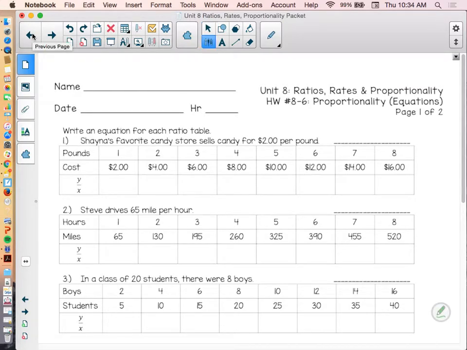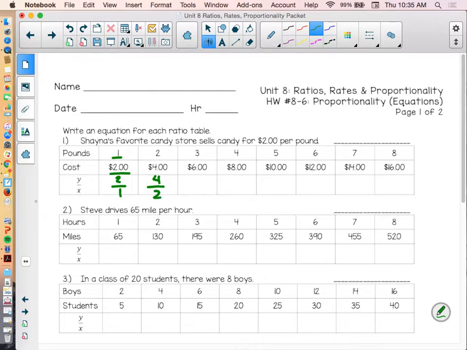If we start this, remember we have already learned how to make a ratio table. We just take the y value and divide it by the x. And we're only doing the y and the x because we're checking to see if it's proportional. So it says Shayna's favorite candy store sells candy for $2 per pound. And you might already see that if it's $2 per pound, that's a dead giveaway that our equation is just going to be y equals 2 times x. There's no addition on this, and then you should tell that it is proportional.